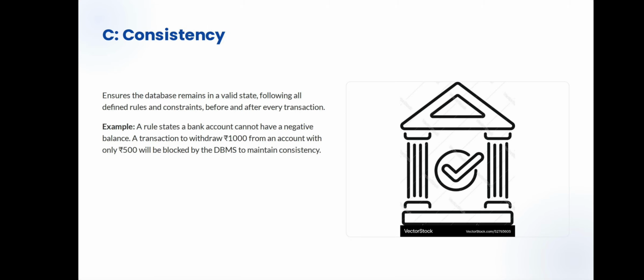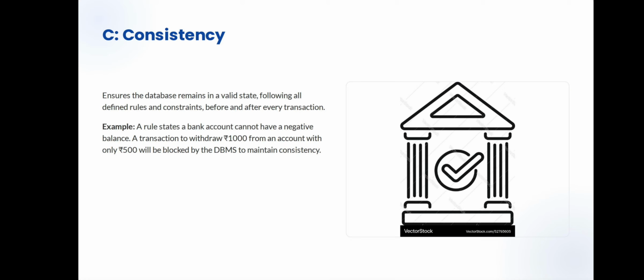Next one is consistency. Consistency means the data must follow all the rules. Consistency ensures that the transaction must follow all database rules such as data types, constraints, business rules, and integrity constraints. After a transaction, the database must remain in a valid state. Why do we need it? To prevent invalid data from entering the database and ensure database accuracy.